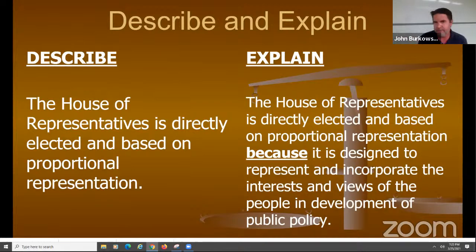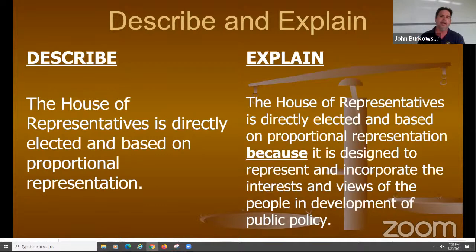What is explain? Let's go back in time, all right? Let's get in our DeLorean and go back in time and sit with the framers as they're debating the Constitution, as they're trying to set all this up. Someone's going to say, hey, we should have the House like this. And there's going to be that one framer who says, but why? Why do you want to set it up like that?